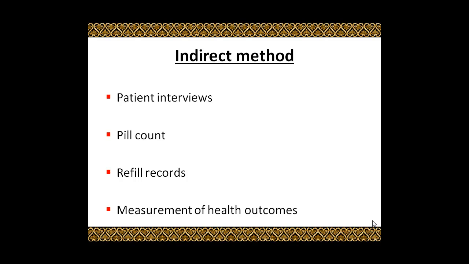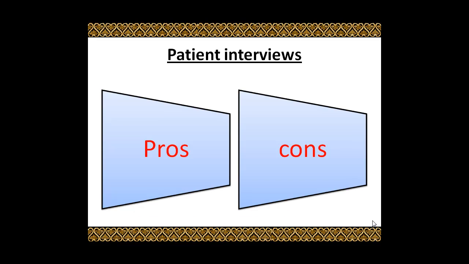The second method is the indirect methods, and these methods include the following: patient interviews, pill counts, refill records, and measurement of health outcomes. Let us talk about the first one, patient interviews.